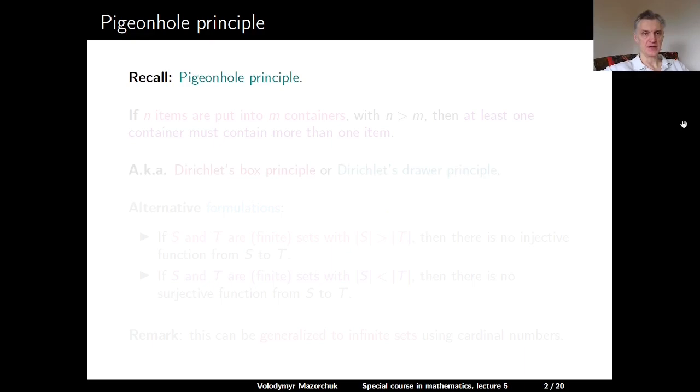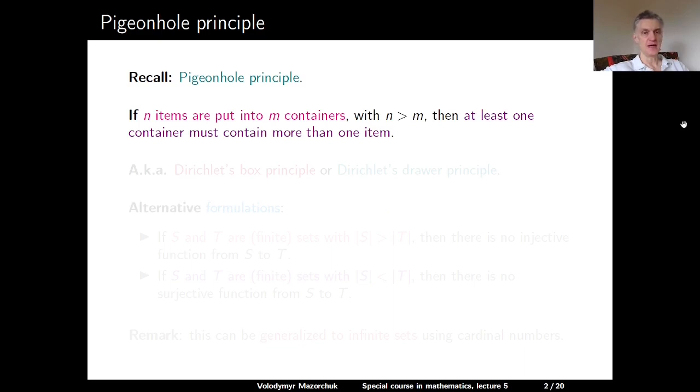So recall that the pigeonhole principle is usually formulated in the following way. If n items are put into m containers and the number of items is strictly bigger than the number of containers, then at least one container must contain more than one item. This principle is also known as Dirichlet box principle or Dirichlet drawer principle.